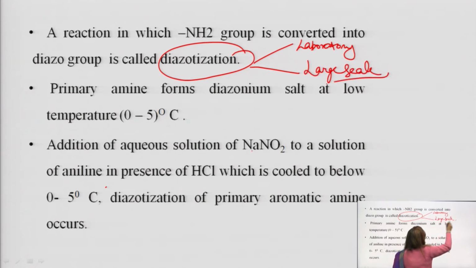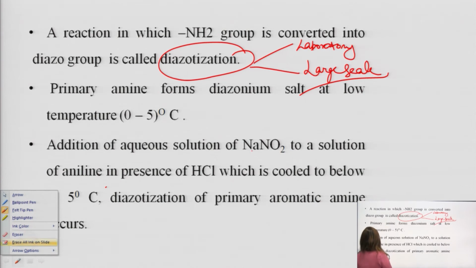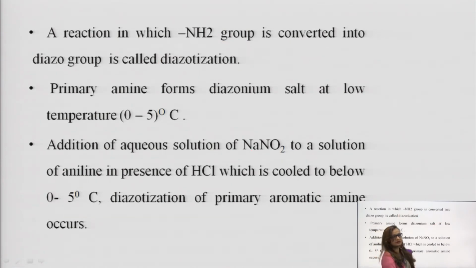Manufacturers of diazonium salt use this concept, as well as if you are a student conducting any practical in your laboratory, then if you want to prepare a diazonium salt, the same method you have to follow, in which the NH2 group is converted to a diazo group. So this reaction is used for both laboratory as well as on the large scale basis.